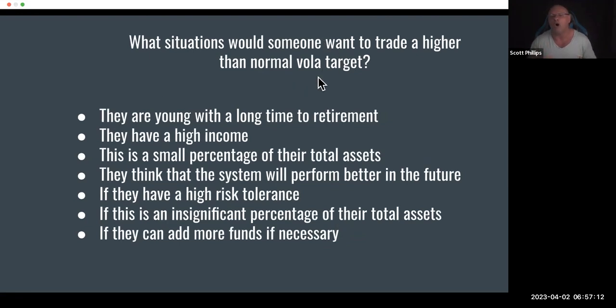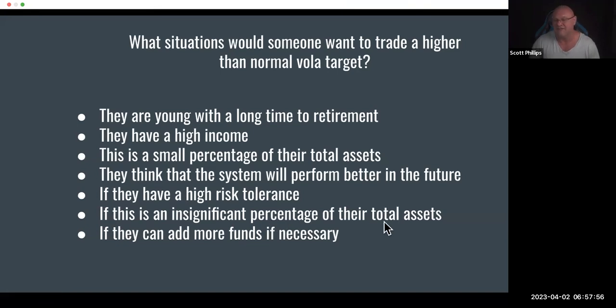Now, when would you want to trade a higher than normal target? If you're young, 25, 30, with a long time to retirement, roll the dice, kids. If you've got a really high income, yeah, you can crank it. If this is a very small percentage of your total assets, or if you think that the system will perform better in the future than it has in the past. The only scenario where that would happen is if crypto gets banned or if the government makes a serious attempt to shut it down. This system will probably perform better than it has in the past because it has more risk. If you have a very high risk tolerance, if you have massive balls, you can push out the boat a little bit. And I'm looking at you, Ian.